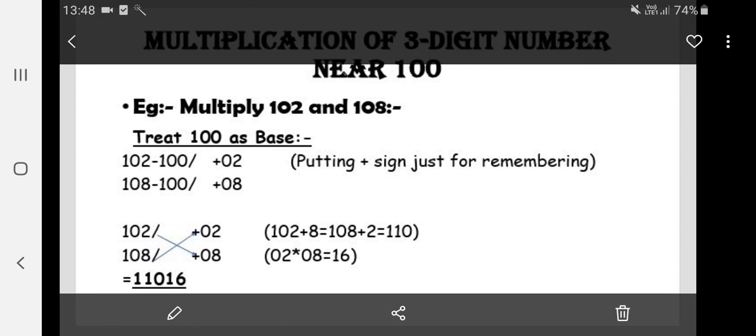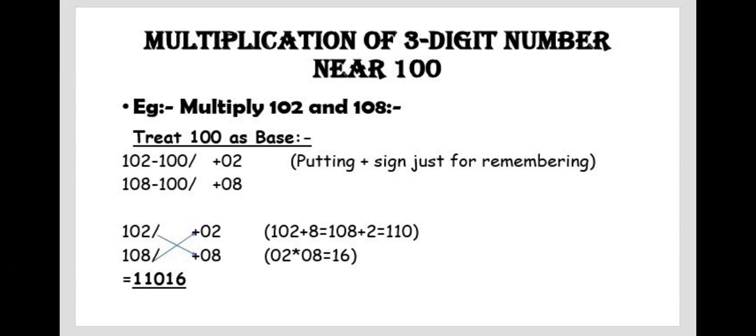Now next we have multiplication of three-digit numbers near 100. So here we are multiplying 102 and 108 together. Again treating 100 as a base, we will subtract 100 from 102 and 100 from 108. So 102 minus 100 we get 2, and 108 minus 100 we get 8.